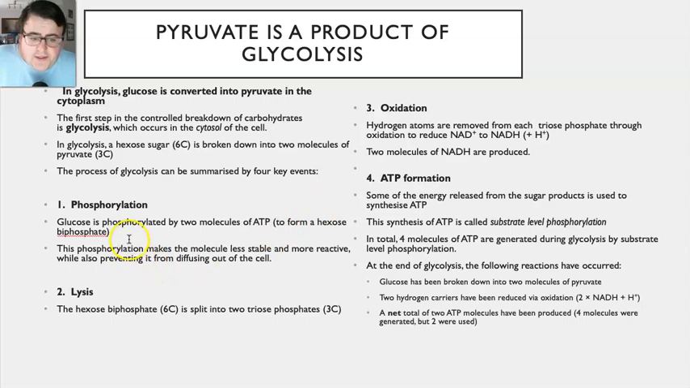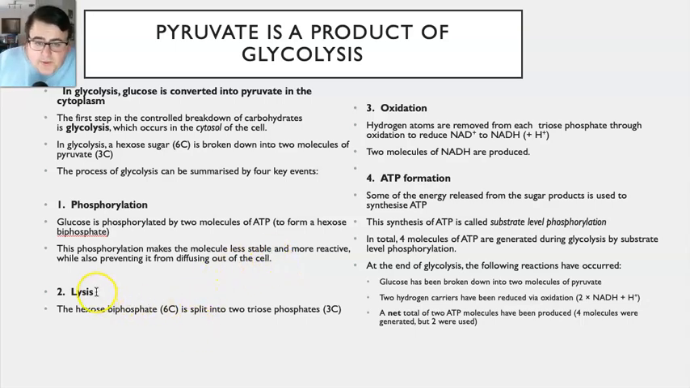So phosphorylation, this is when the glucose is phosphorylated by 2 molecules of ATP. So 2 molecules of ATP are each losing their third phosphate molecule, and they're adding them to the glucose molecule, which forms hexose biphosphate. So our hexose sugar and 2 phosphate molecules. So 1 phosphate molecule from each molecule of ATP added to the glucose to create that. That phosphorylation makes glucose, or now hexose biphosphate, less stable and more reactive, and it also prevents it from diffusing out of the cell because it's too big.